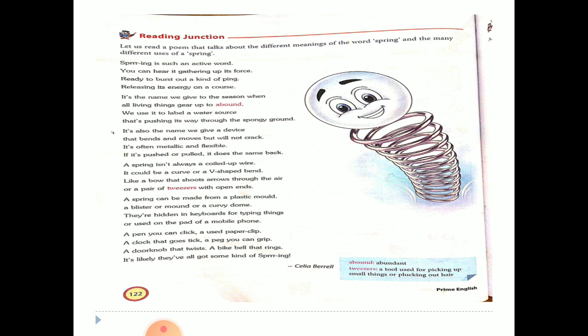That bouncy and spongy feel in your sofa is just because of a spring only. So here the poet is saying that it is also the name given to the season. All living things gear up to abound. Abound, students, means abundant, means all living things gear up to be abundant. Now together they can explore comparison between familiar and unfamiliar ideas. Over here we use it to label a water source that is pushing its way through the spongy ground.